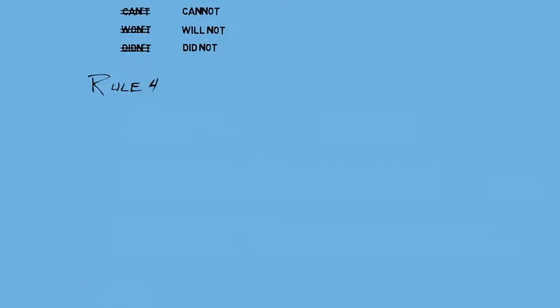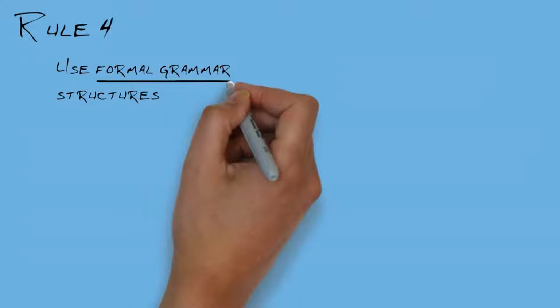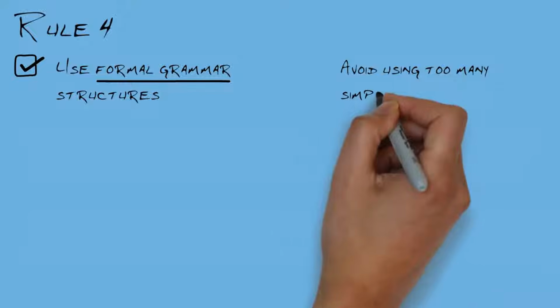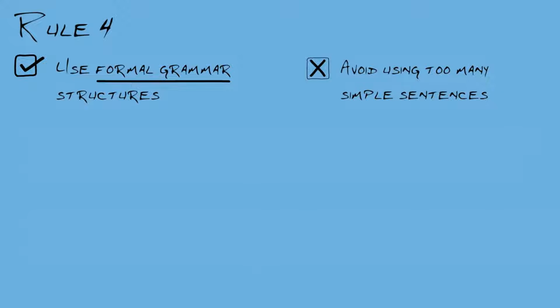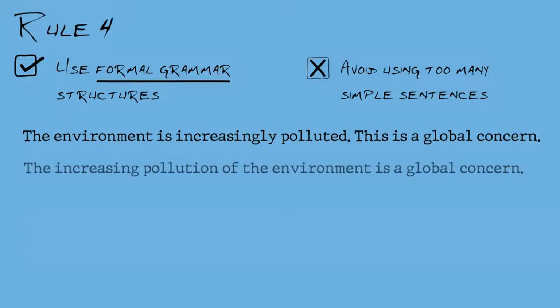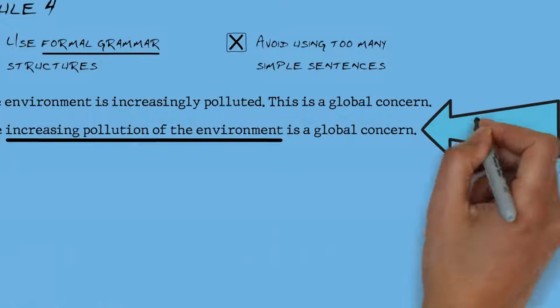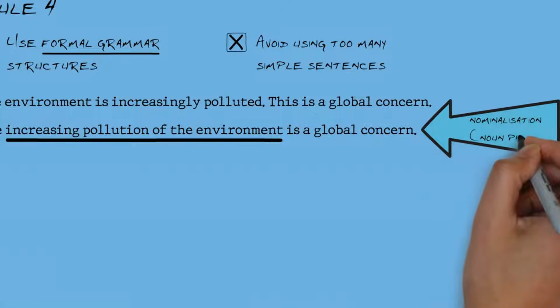Rule 4. Use formal grammar structures and try to avoid using too many simple sentences. So simple sentences can be okay now and again, but it's best not to have too many of them. So here we have 2 very simple sentences, which could be combined into one more academic sentence. The increasing pollution of the environment is a global concern. This is an example of nominalization, or using noun phrases, which is a common feature of academic writing.